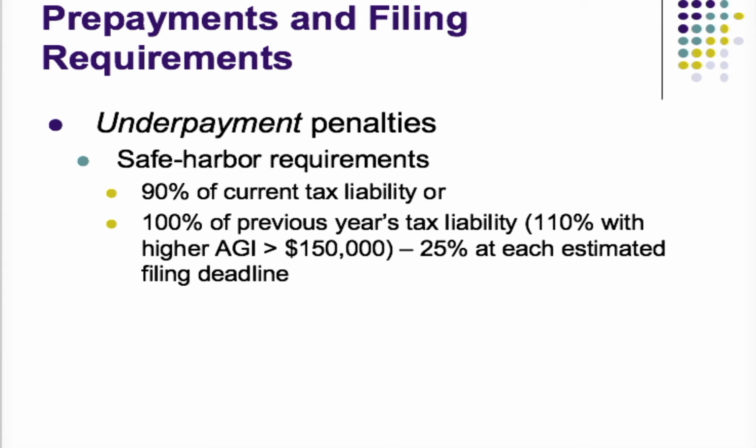So as long as you pay 90% of your current tax liability in those estimated payments, then you're fine. The other possibility is you can pay 100% of your previous year's tax liability in order to guarantee that you're not going to owe some penalty for not paying enough during those estimates.